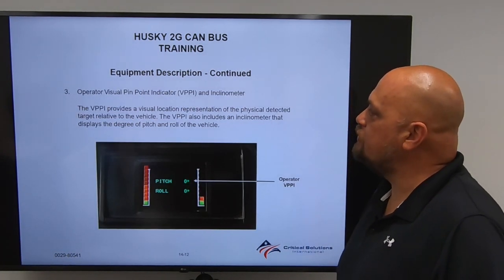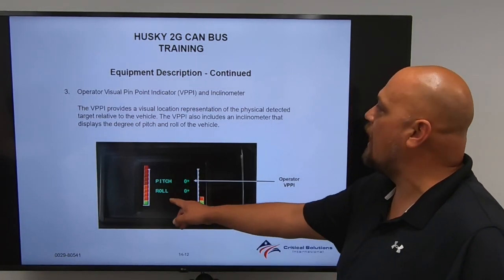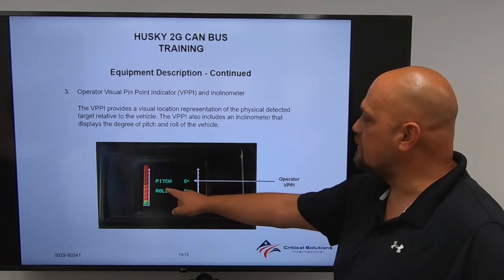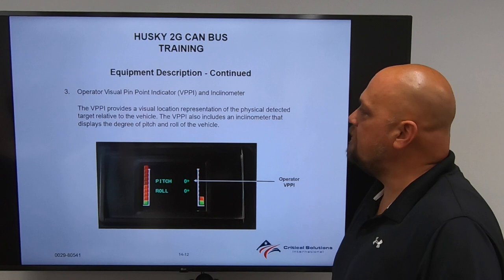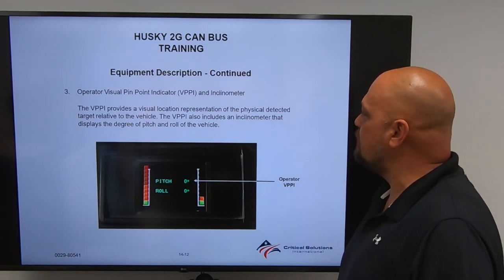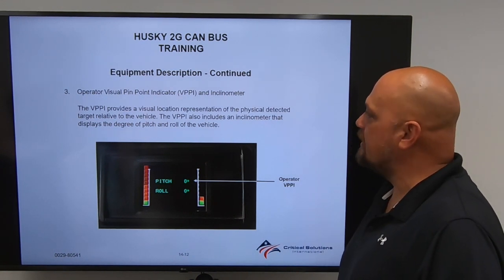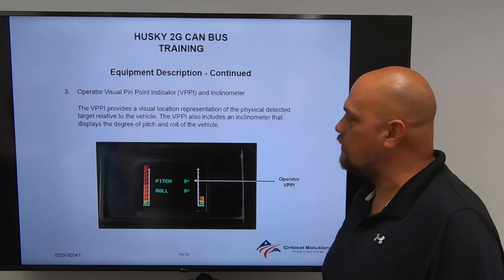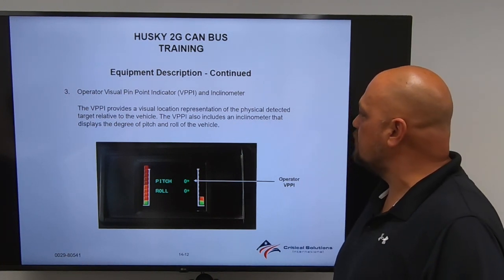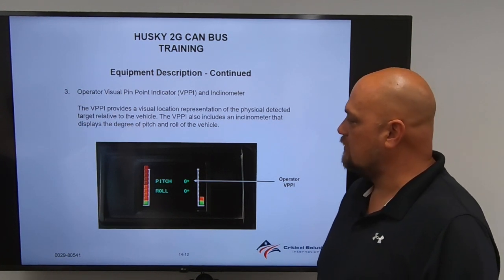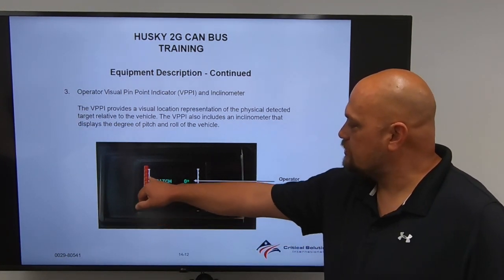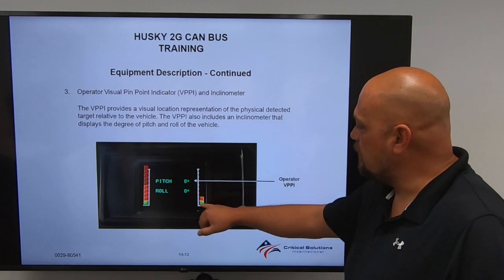You have the operator visual pinpoint indicator, your VPPI, and ink meter. As you can see here, you have pitch and roll, and then your VPPI. The VPPI provides a visual location representation of the physical detected target relative to the vehicle. The VPPI also includes an ink meter that displays the degree of pitch and roll of the vehicle. Again, your pitch and roll, and then your VPPI.